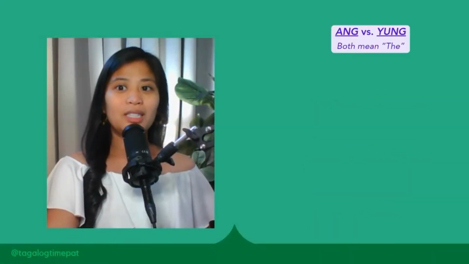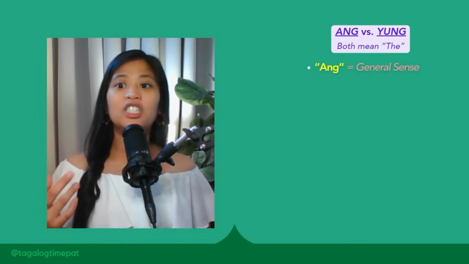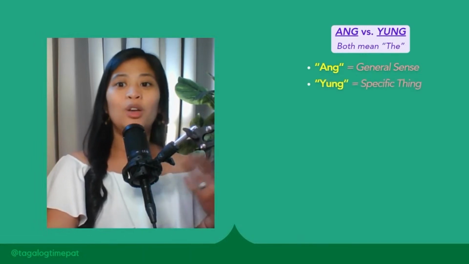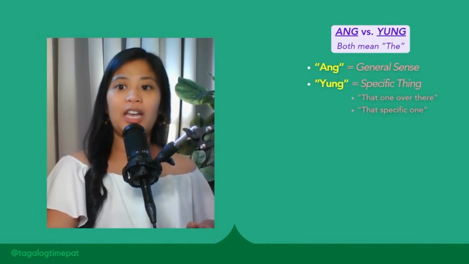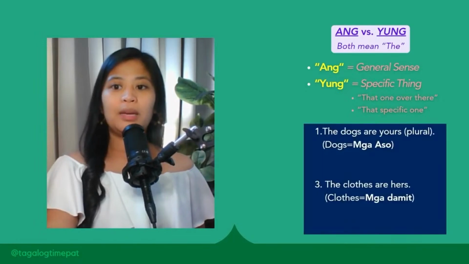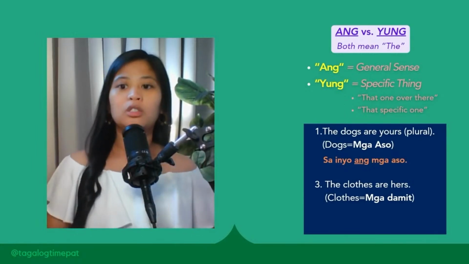Now I want to take a look at the difference between ang and yung. Both of these words mean the, so it's an article leading up to a noun. So far, we've been practicing with the word ang, and that just means the in a general sense. But in common conversation, and oftentimes I say yung, which is specific to a thing, like that one thing over there or that specific one. So for example, the dogs are yours, plural. Sa inyo ang mga aso. That just means, oh, the dogs are yours. The dogs, any dogs, the dogs are yours.